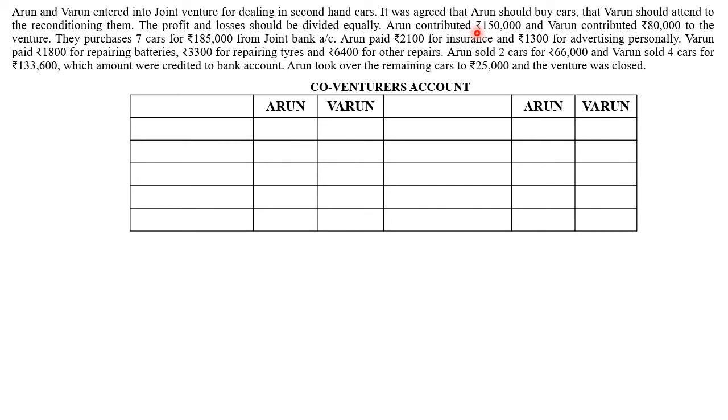Now Arun and Varun here, in co-ventures, we treat them as co-venturers, right? So in Arun's and Varun's accounts you have to credit it by joint bank. So it is by joint bank account. This is the contribution figure.